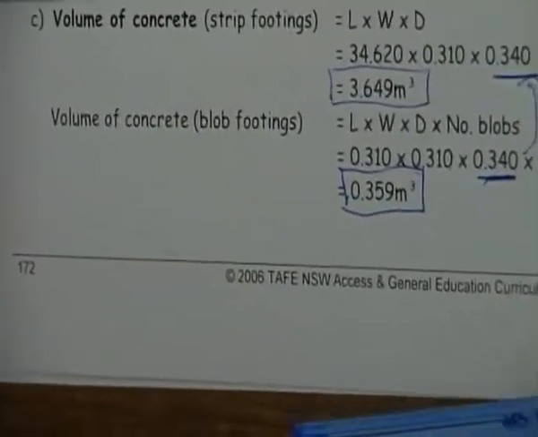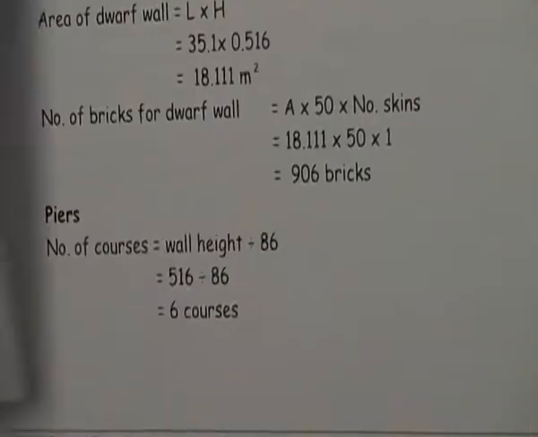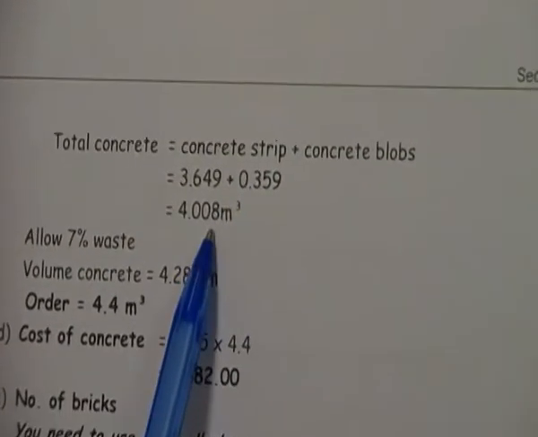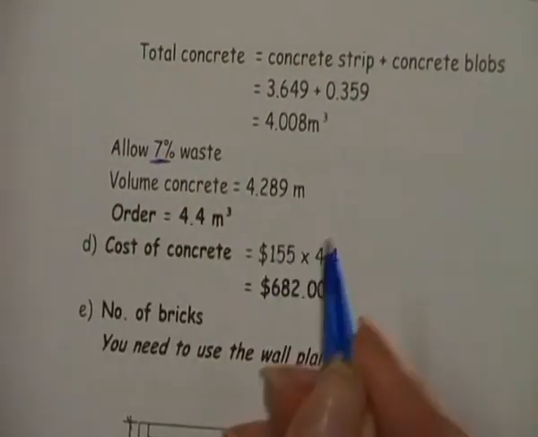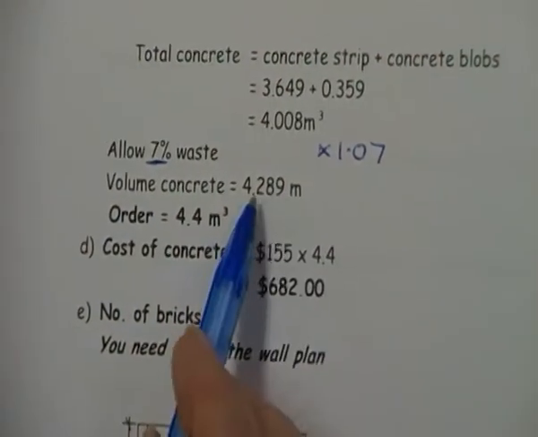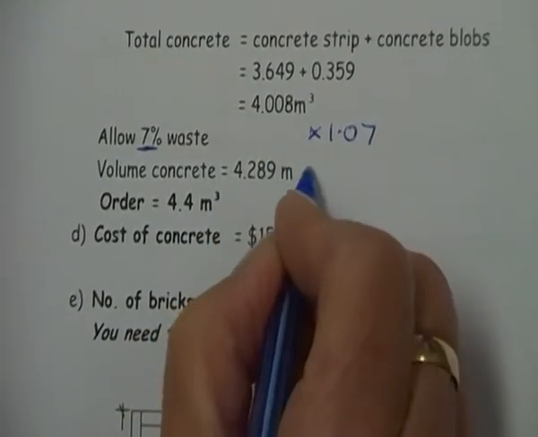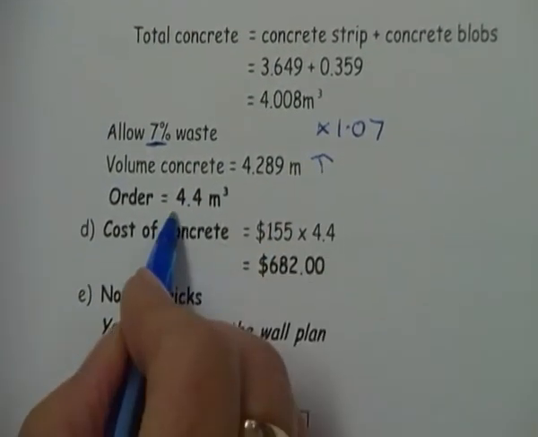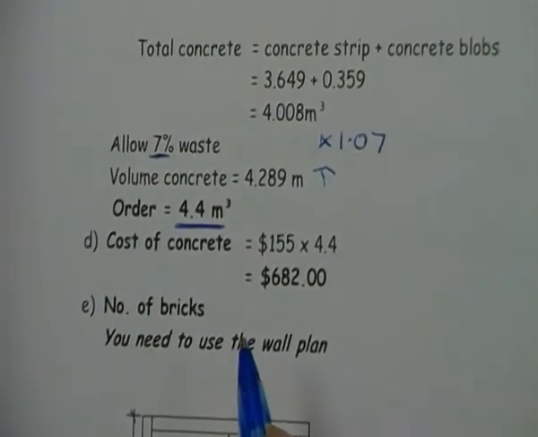Now we need to go over the page, so I'm just going to move this and my page is ready. So the total concrete is adding those two figures together and we get that figure. Still haven't finished, we need our 7% waste. So I'm going to times that figure by 1.07. We get our volume order, volume is that, and then we have to round up in increments of 0.2, so our concrete order is going to be 4.4.